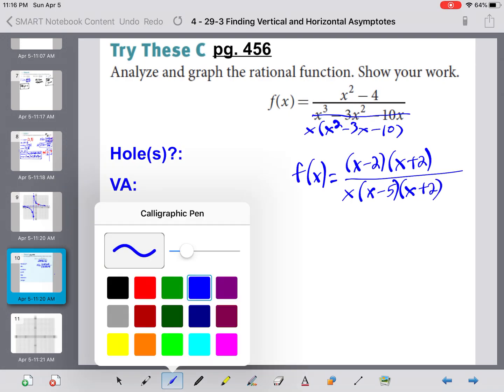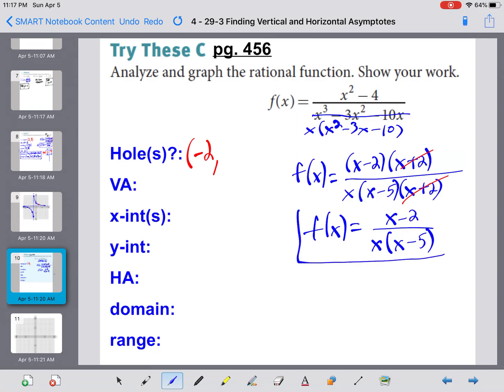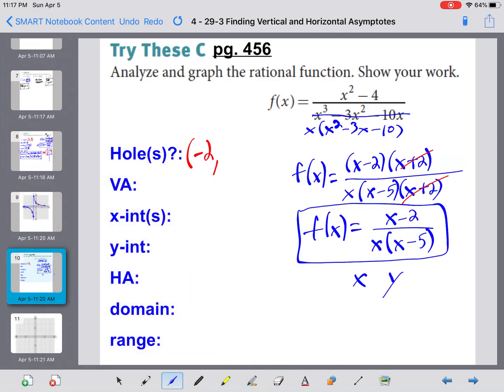Now these first two examples both have a hole. Not every problem on the homework tonight will have a hole. I just wanted you to see two of them. So that reduces. The hole is going to be at x equals -2. We'll find the y value here in a second. So my reduced function is x minus 2 over x times x minus 5. Again, that is my reduced function. That's what I'm using. To find the y value of the hole, I plug -2 into this reduced function.